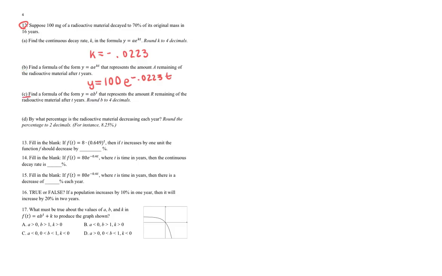Okay, next we're going to find a formula in the form y equals a times b to the t. Okay, so a is still going to be our initial value, so I'm going to go ahead and write 100 times b to the t, and we need that to be the same as 100 times e to the negative 0.0223t. Okay, so then we have 100 on both sides, so we can divide by 100 on both sides or just go ahead and get rid of it. We could say that b to the power of t equals e to the negative 0.0223t.